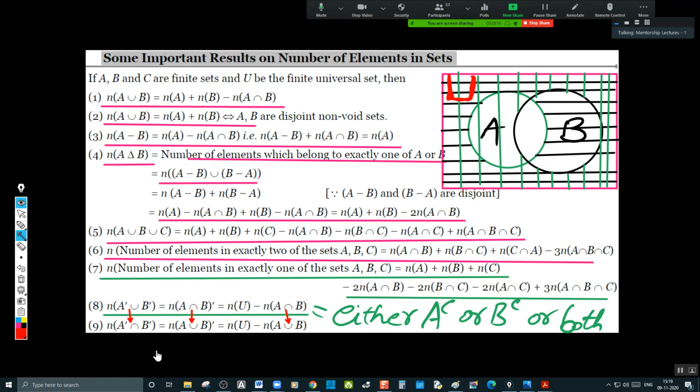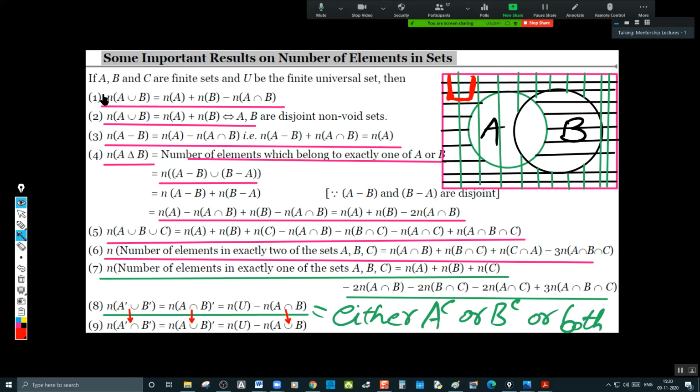But what is the meaning of it? Neither A nor B. A complement intersection B complement means neither A nor B. Neither A nor B means it is total minus A union B. That means whatever the circular area is there, inclusive of both, circular area is to be subtracted to have neither A nor B. That's what he did. Neither A nor B means A and B area is totally subtracted from the universal set.